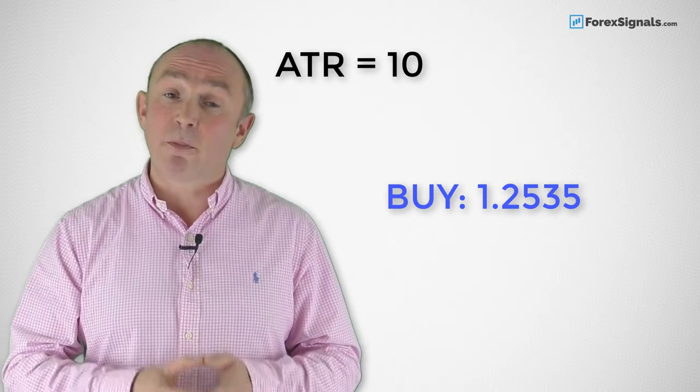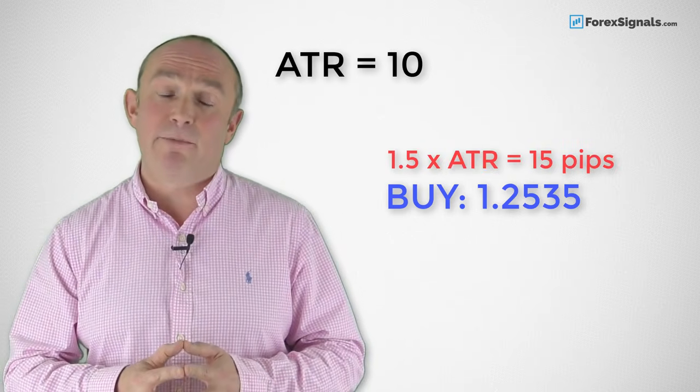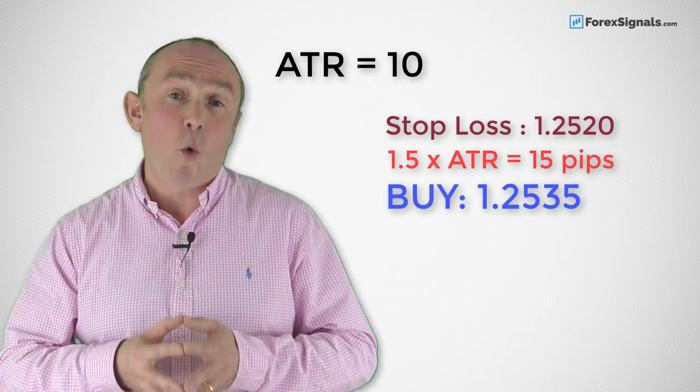Conversely, you may place a stop at, say, 1.5 times the ATR. So that would be a 15 pip stop loss. That would take you out at 1.2520.